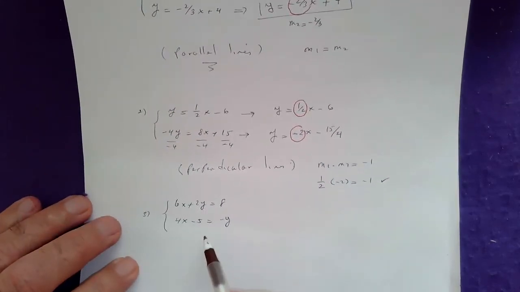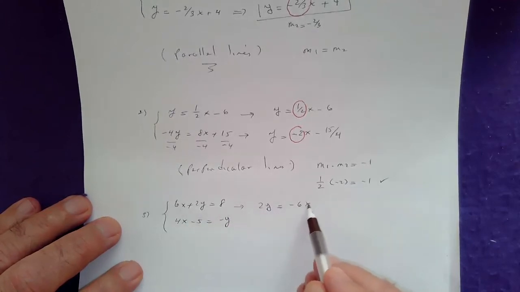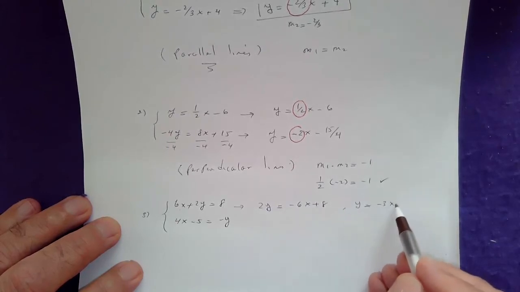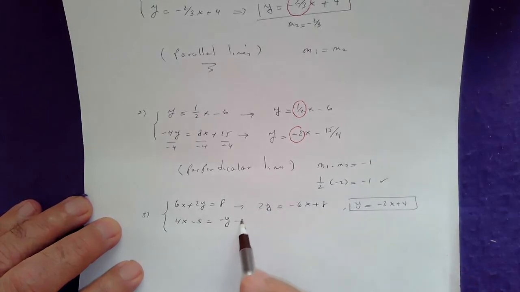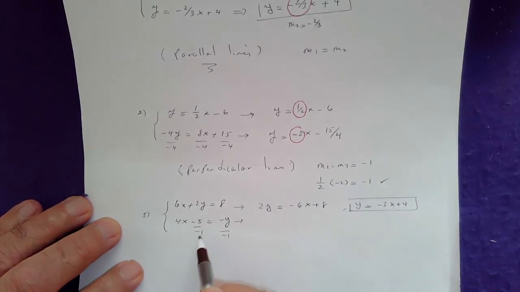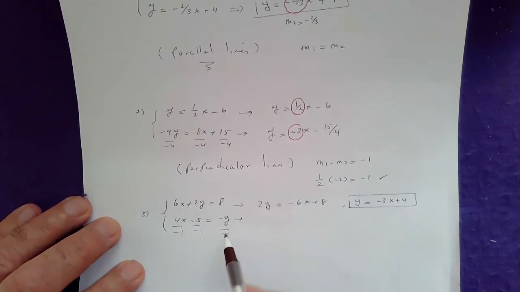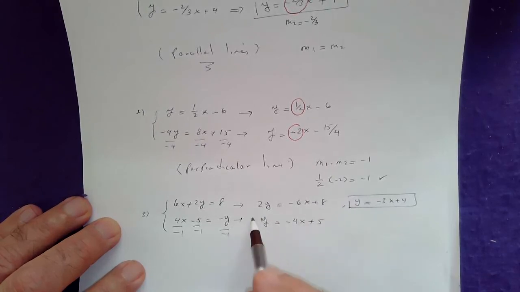Finally, this guy, first you have to put the equation in slope-intercept form. Subtract 6x from each side. Divide both sides by 2. You get this. Here, you just divide each side by -1. Don't forget to divide everything all the way across by -1. So you get y equals -4x plus 5.